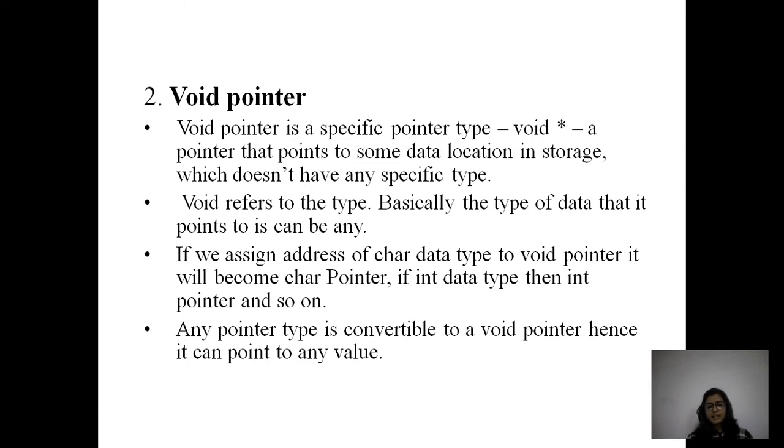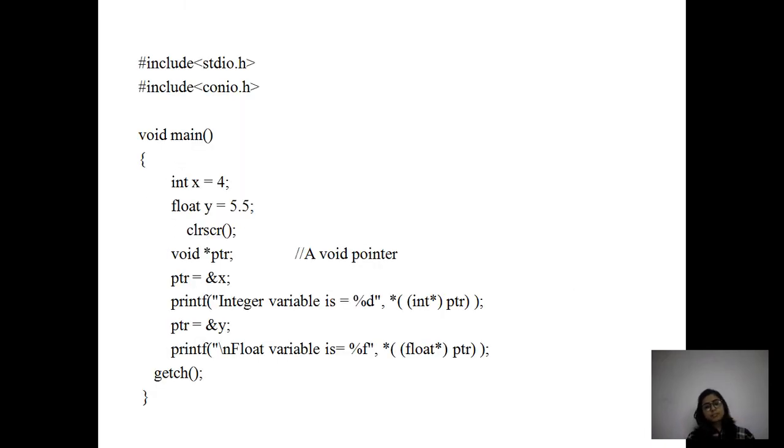That means any pointer type is convertible to the void pointer, hence it can point to any value. It can point to an integer value, a float value, a character value, a double value, and so on. Basically void does not have any specific type. It can point to any type of data. Now this is the example of a void pointer.